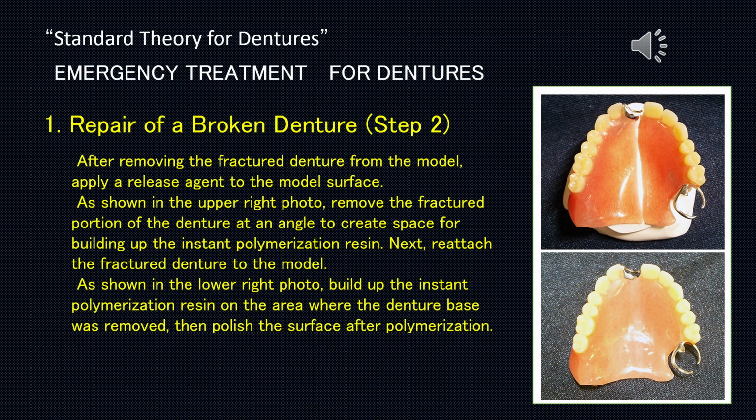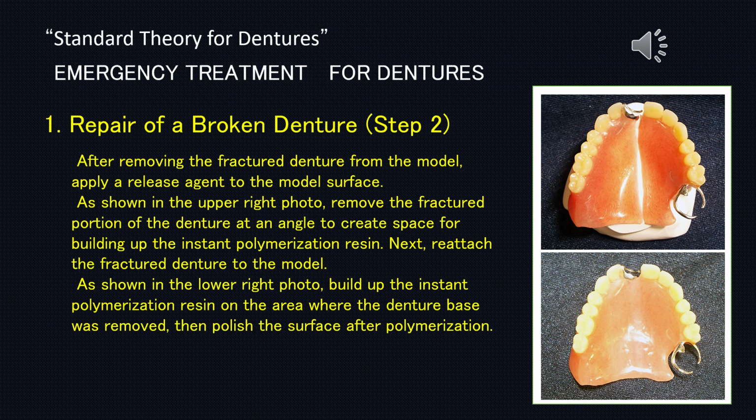1. Repair of a broken denture. Step 2. After removing the fractured denture from the model, apply a release agent to the model surface. As shown in the upper right photo, remove the fractured portion of the denture at an angle to create space for building up the instant polymerization resin.